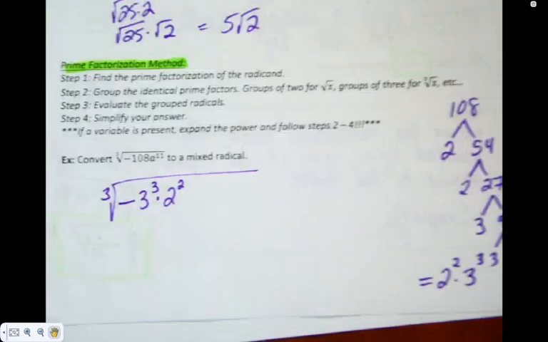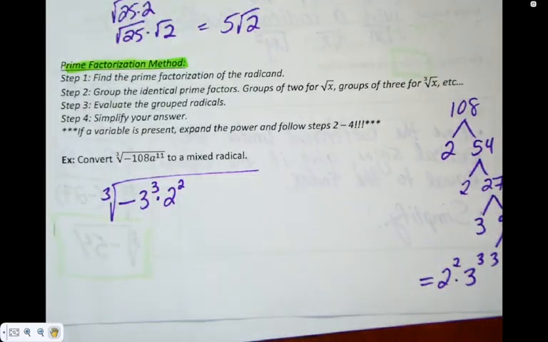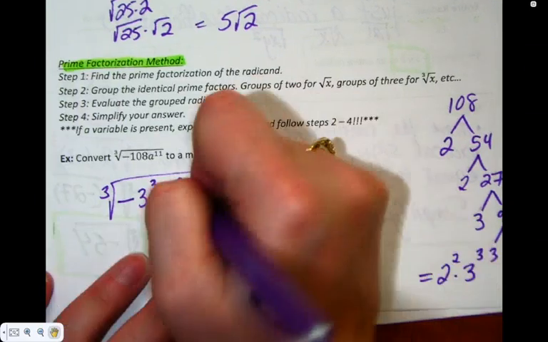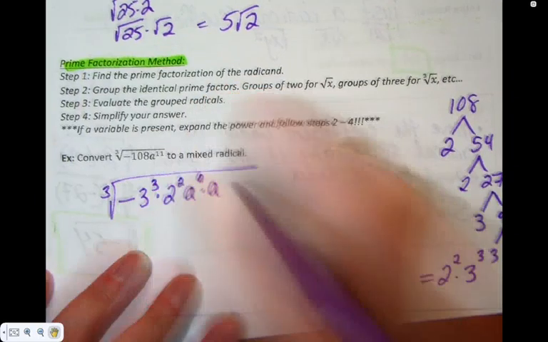Are you okay so far? What I'm going to do with my a to the 11, we know that means I have 11 a's. I'm going to put them into groups of 3. If I have 11, I can make one group of 3. Can I make a second group of 3? Yes. A third group of 3? Yes. A fourth group of 3? No. So what is the largest multiple of 3 that's in 11? It's 9. So I'm going to break it into a to the 9. And what's my leftover?